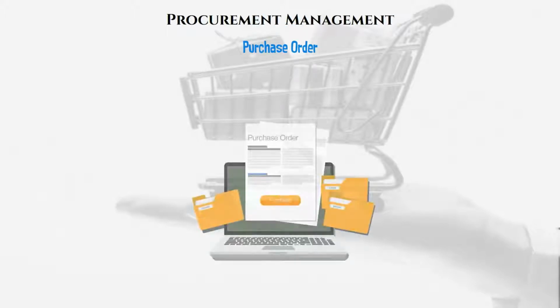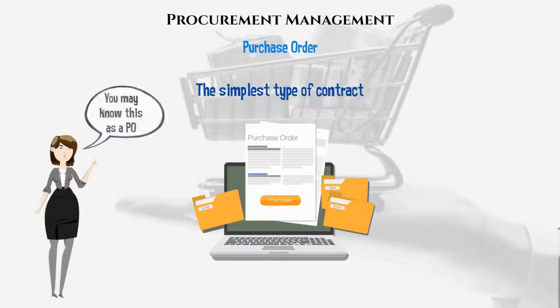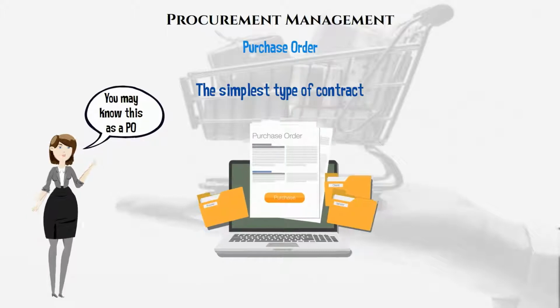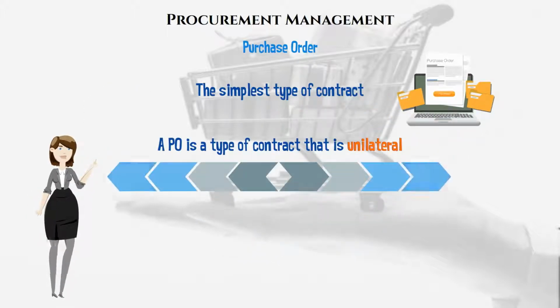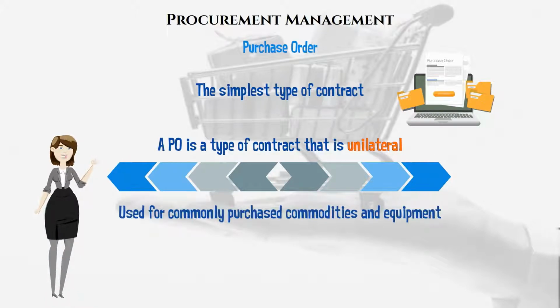Purchase order. A purchase order is the simplest type of contract. You may know this as a PO. A PO is a type of contract that is unilateral. It is used for commonly purchased commodities and equipment.